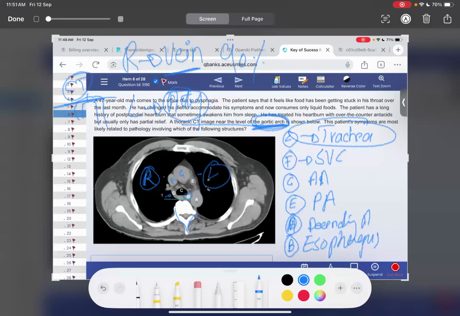Trachea, esophagus, superior vena cava, inferior vena cava, and descending aorta. Okay, aorta, trachea, esophagus, and these things. So, what's the problem going on? The patient is having dysphagia. So, dysphagia is due to obstruction, something that leads to the cause. The patient symptoms are most likely pathology of which of the following structures? It is a very simple question. B. It is perfect. B. It is not pathology of the trachea, nor of the superior vena cava.